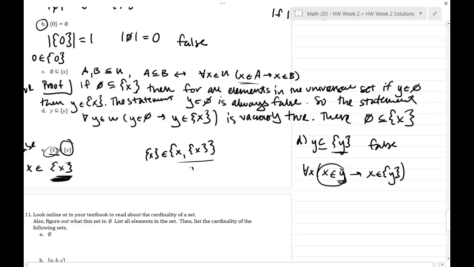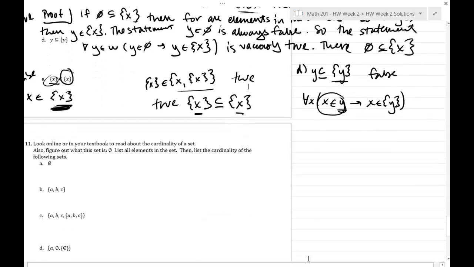So maybe the statement that is true, though: a set is always a subset of itself. Because if I pick an element here, it's always going to be here because it's equal. And so then I've satisfied the conditions of subsets. So this is a true statement, and this is another true statement.